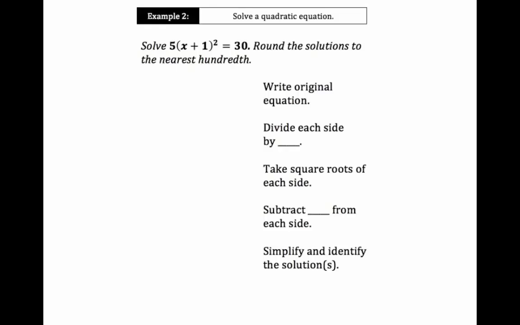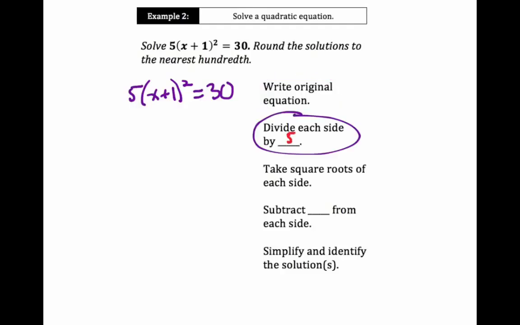So step 1, write the original equation. You don't have to on your notes. I do because I messed up on the notes. So there's my original equation. I'm going to divide each side by 5. So I've got x plus 1 squared equals 6. Now, what am I going to do next? Because I still have stuff here, and I said get as close as you can to just a variable squared.